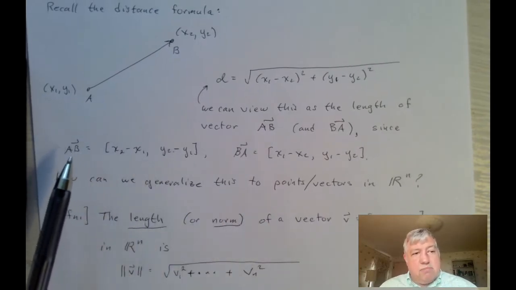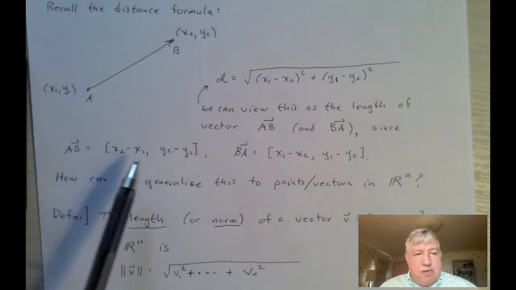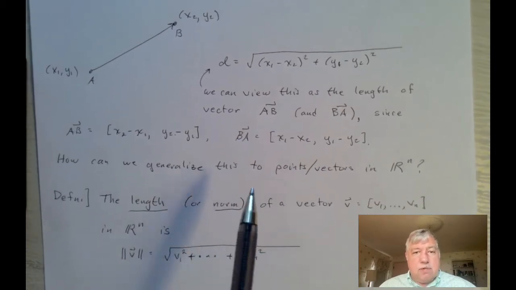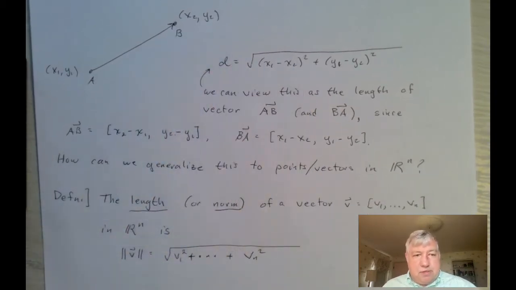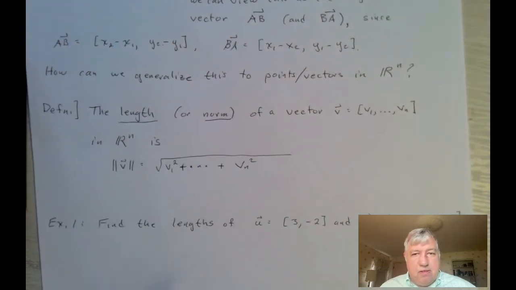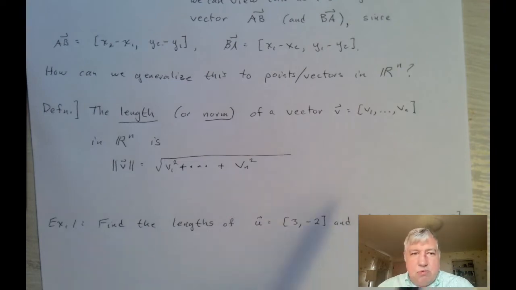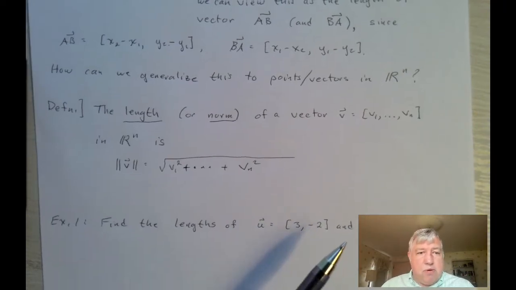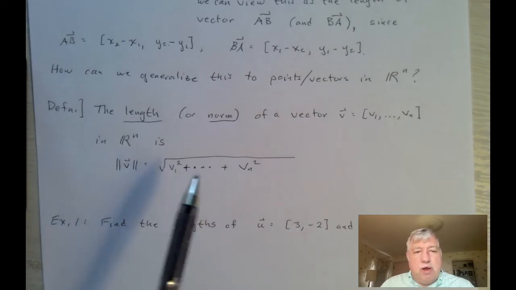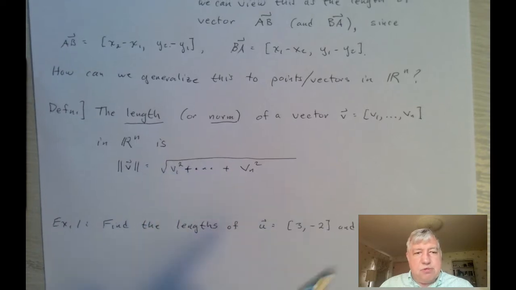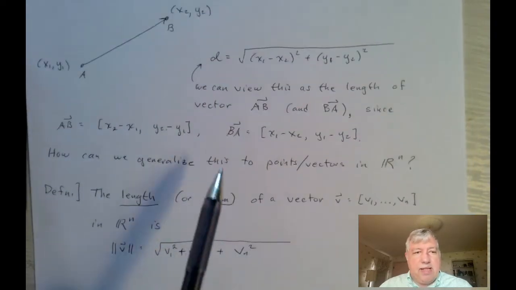That's how we can compute AB to be this vector and BA to be this vector, and then we get this distance. So how can we generalize this to points and vectors in Rn? Well, we define the length. Remember, a vector in Rn consists of n components. What we're going to do is square all those components, because they're just real numbers, add them together, and take a square root. In the previous case, we had n equals 2.